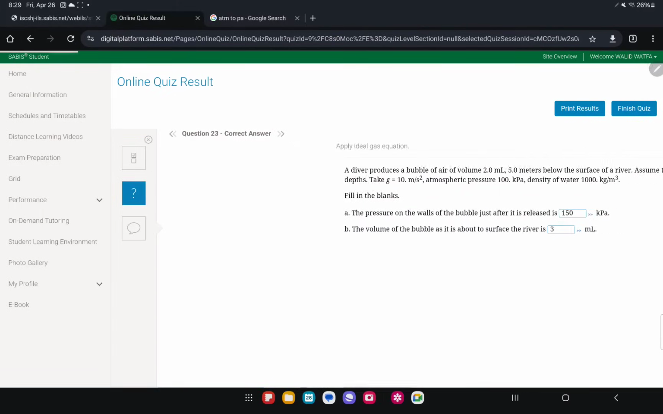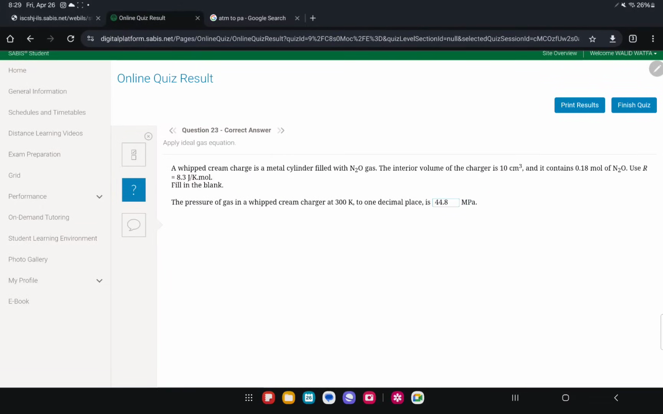Question 23. A whipped cream charge is filled with N2O gas. The interior volume is 10 centimeter cube. It contains 0.18 moles. Use R equals 8.3. They want you to find the pressure at 300 Kelvin.